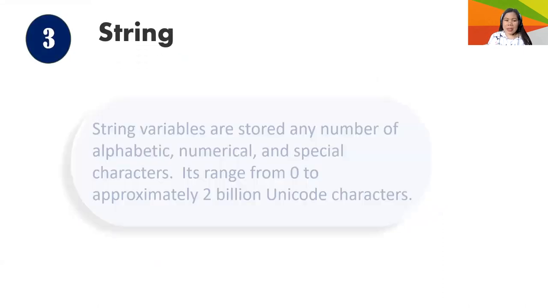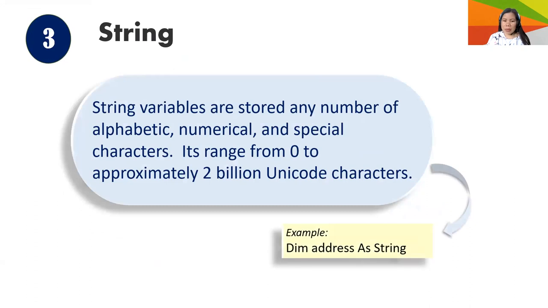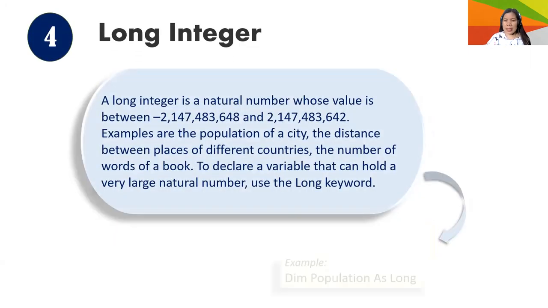Our third data type is String. String can also be considered as a text data type. String variables store any number of alphabetic, numerical, and special characters. It ranges from 0 to approximately 2 billion Unicode characters. So we would use that data type in our declaration. Our example is Dim address As String. Address is a variable, and we declare that particular variable as a String data type, or it stores a string.